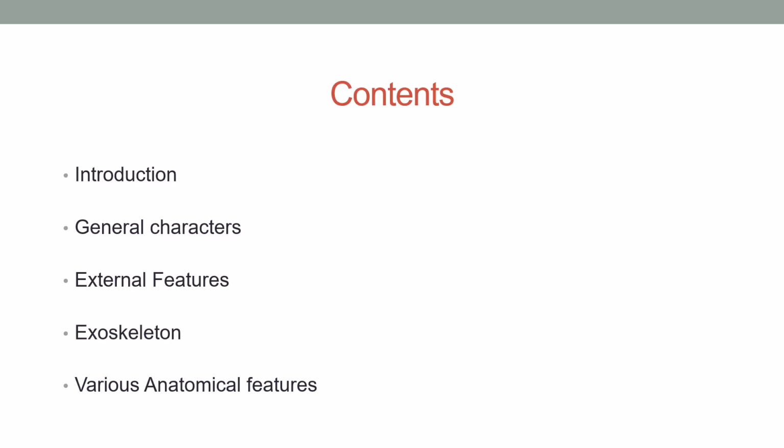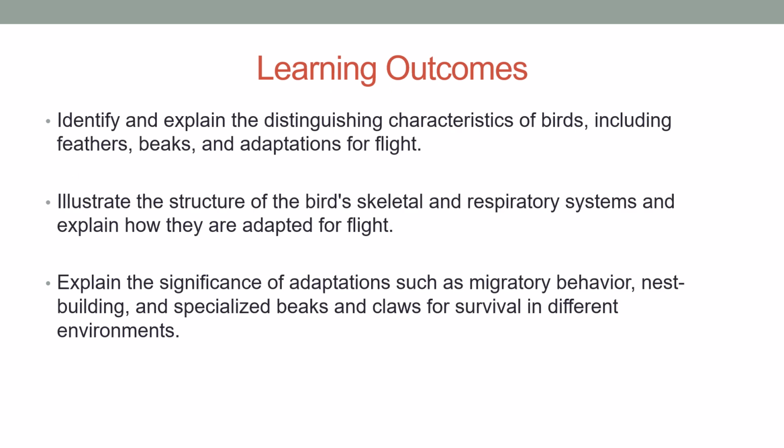The contents are Introduction, General Characters, External Features, exoskeleton and various anatomical features. The learning outcomes are to identify and explain the distinguishing characteristics of birds, including feathers, beaks, and adaptations for flight; illustrate the structure of the bird's skeletal and respiratory systems and explain how they are adapted for flight; and explain the significance of adaptations such as migratory behavior, nest building, and specialized beaks and claws for survival in different environments.